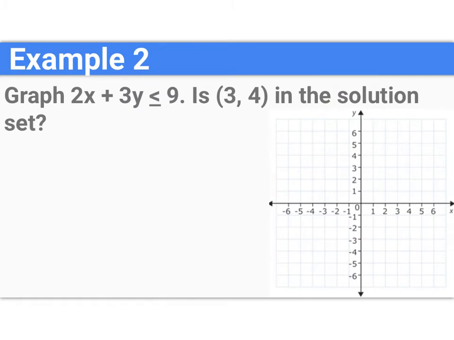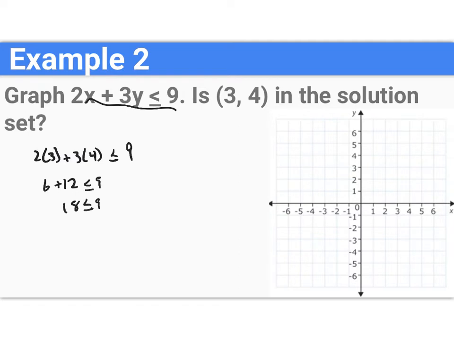Okay, so let's look at our second example. All right, so now I'm going to shortcut this. This is in standard form. And so we know that 2 times 3 plus 3 times 4 should be less than or equal to 9. Okay, 6 plus 12, is this true? 18 is not less than or equal to 9. So this point is not in the solution set.